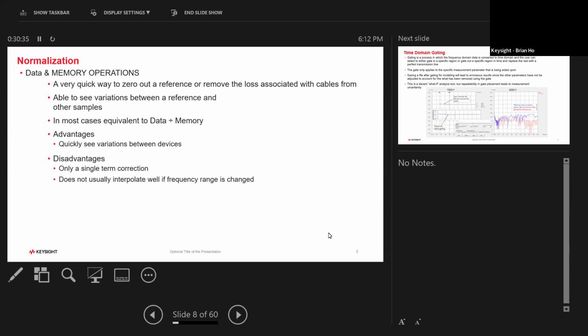So if you have a cable, you're looking at the loss of the cable. You're not necessarily calibrating out the phase, because with the cable, there's a phase involved. And another thing is when you change the frequency, it's not valid anymore. It's really frequency dependent.